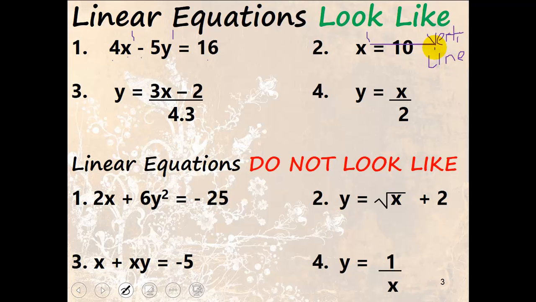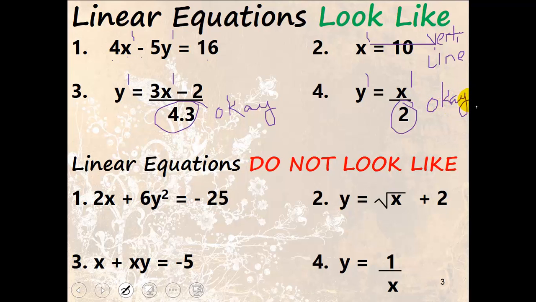Y equals (3x to the first minus 2) all over 4/3. Both of my variables have powers of 1. I can divide by a constant. This is okay. I cannot divide by a variable. Y equals x divided by 2. I can divide by a constant. I cannot divide by a variable.